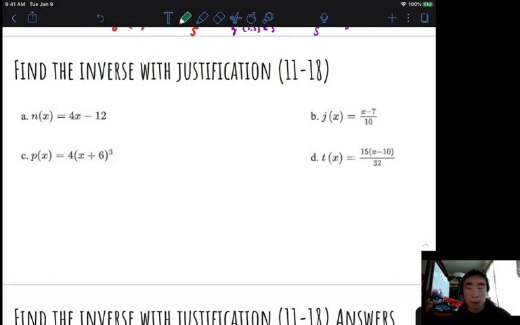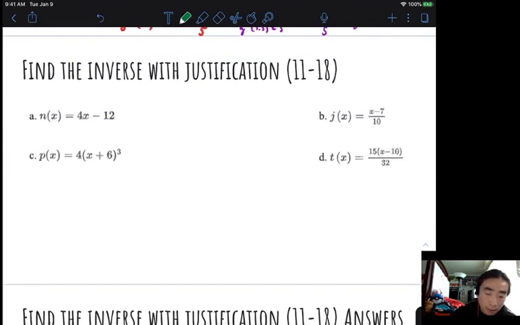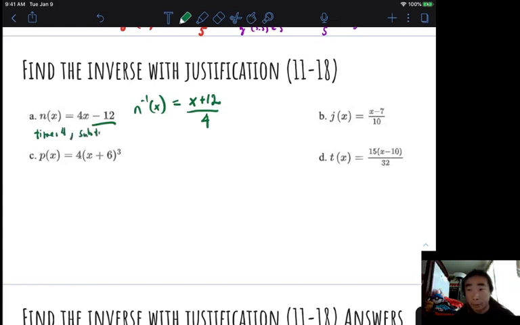Okay, so for this one, we'll follow through what the classwork wants to do, okay? So for n inverse of x, first we need to undo this, plus 12, and then divide by 4. Because originally our steps were, following order of operations, times 4, subtract 12. So now we have to do it in the reverse order, and apply the undoing operation, the other operation. So that's why it becomes add 12, divide by 4.